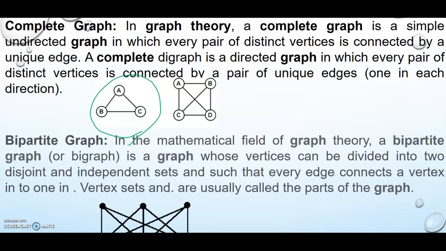Any graph which is split into two disjoint and independent sets, such that every edge connects a vertex in one set to a vertex in the other, is a one-to-one graph. Here graph theory is going into an algebraic structure, where we use a one-to-one basis. Then it is called a bipartite graph.